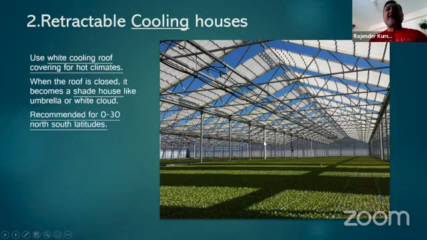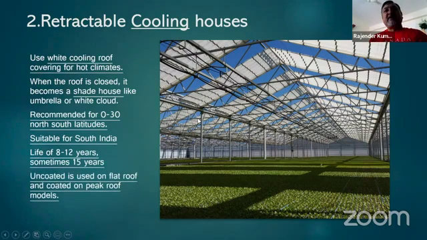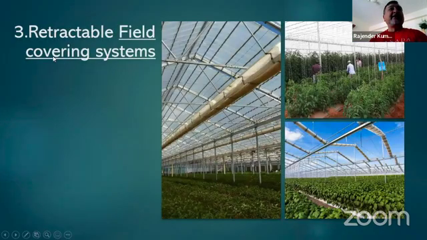So you can put an additional layer below also. Normally, these structures are recommended for 0 to 30 degree north south latitude. So it is suitable for the whole of peninsular India. And the life again, of the plastic is 8 or 12 years or maybe 15 years. We can put up an insect net, as I told you. We can put up 2 other additional layers. It may be blackout, for blackout purposes, or it may be for additional cooling. So 3 additional layers we can install below that.